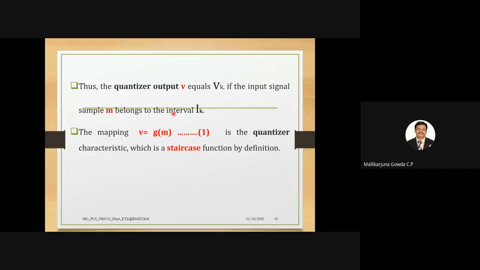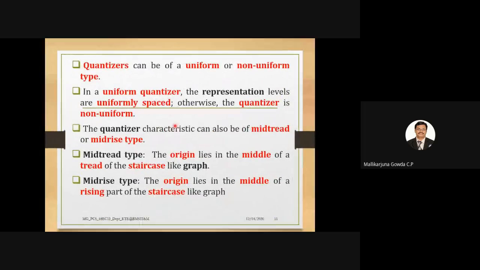So the output of the quantizer is V is equal to G of M. G is the quantizer function, and M is my input sequence. Fine. As far as quantization is concerned, there are two types of quantizers we can say. One is the uniform quantizer and the other is the non-uniform quantizer.